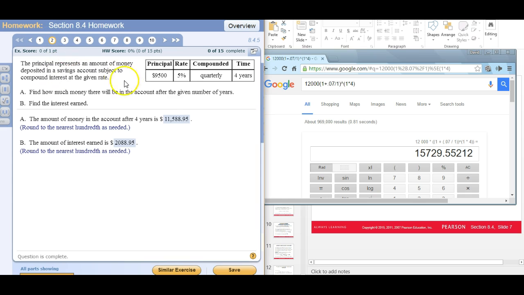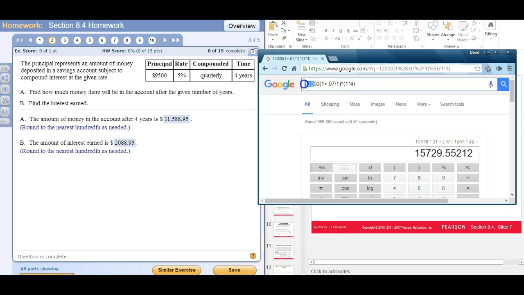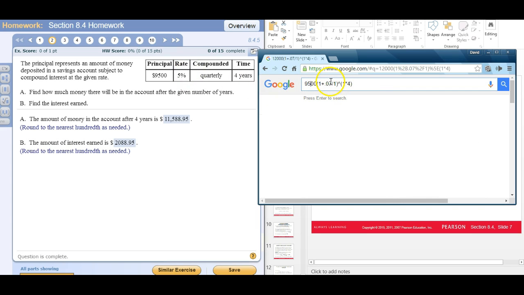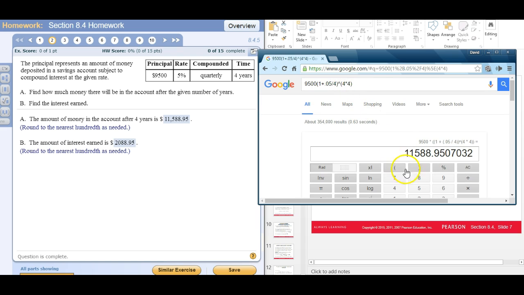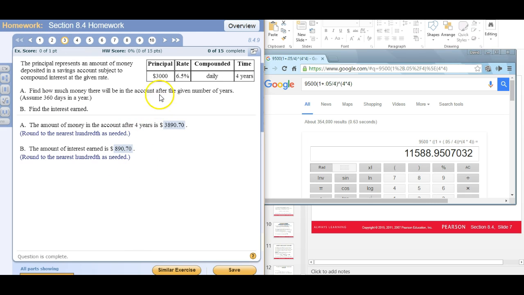Alright, now I'm just going to go through and show as I go through and do this. Principal is 95, so I'm going to go in here and change that to a 9500. So that 120 becomes a 95. 1 plus, the rate is 5%, so 0.05. Compounded quarterly, so the old N that was 1 becomes 4, 4 times and a quarter. So I hit enter, and then there's 1158.950. So there's that number. Alright, again, same thing for interest, just subtract the principal.